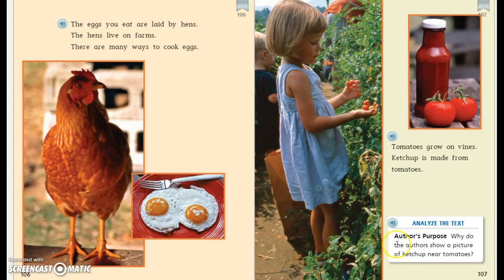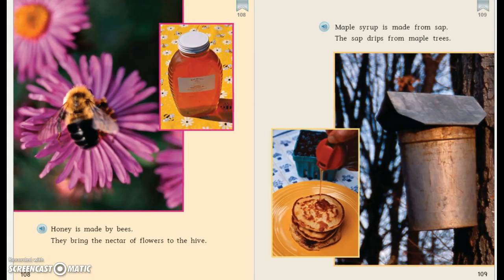Author's purpose. Why did the authors show a picture of ketchup near tomatoes? Why do you think the authors asked a question on the last page? And why do you think the authors show all the photographs on page 110? Share your thoughts with your learning adult.